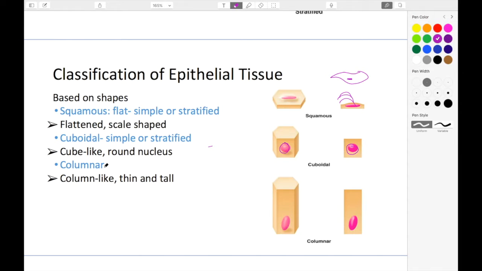Columnar. Okay, columnar means column, right? They look like columns, and they are usually thin and tall, and the nucleus is not usually round. It is kind of egg shaped. So that's the idea here. This is a column-like structure. So that's the classification based on shape. Okay, so that's the idea.